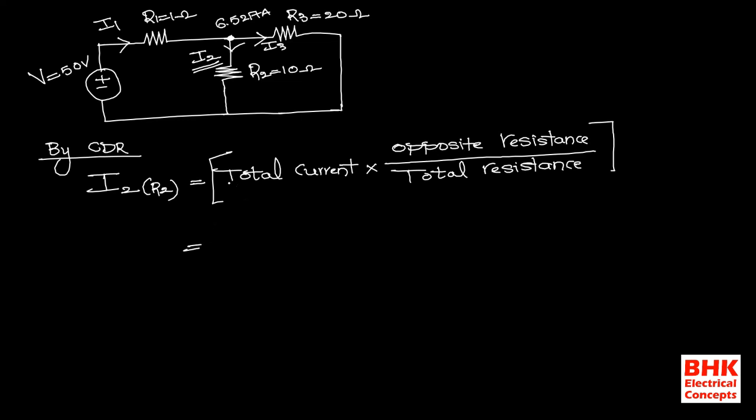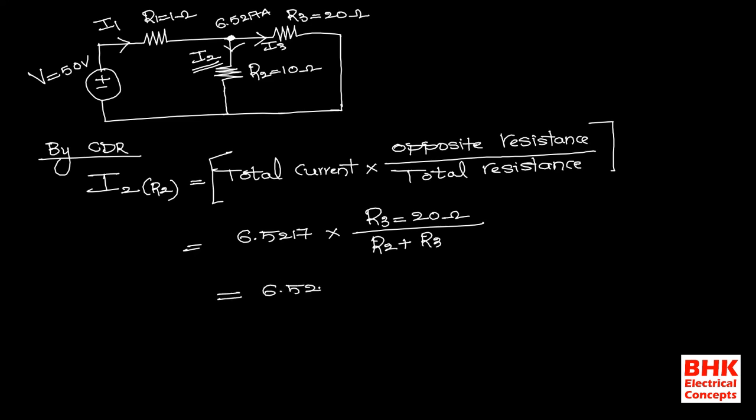Clear? Now here the total current is the current which is available at the junction point, that is 6.5217, into opposite resistance. Now we are calculating the value of current which is flowing in R2, means the opposite resistance is always R3. So that is the reason why the value of R3 is equal to 20 ohms, divided by the total resistance, means addition of R2 and R3. So addition of R2, R3 will give the value of total resistance.